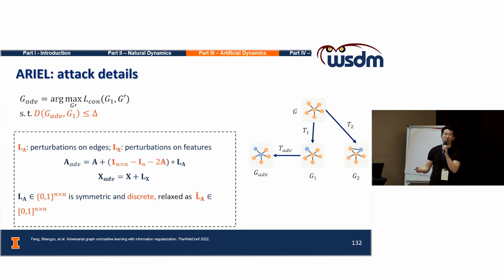As I said, we will try to keep it discrete, but that's hard for us to do the optimization, right? Because that will lead to some combinatorial problem. So we relax this topology perturbation matrix into the continuous domain, which is within the range of 0 and 1. And after we finish the optimization, we can return it to a discrete matrix by sampling or by setting a threshold, right?